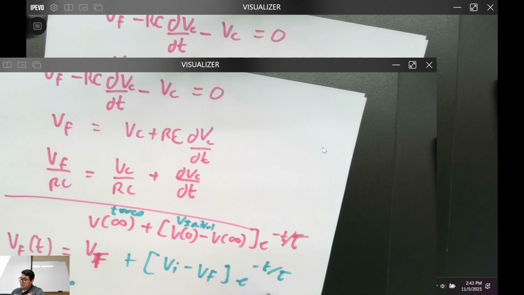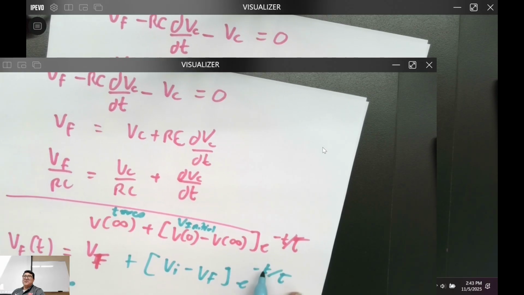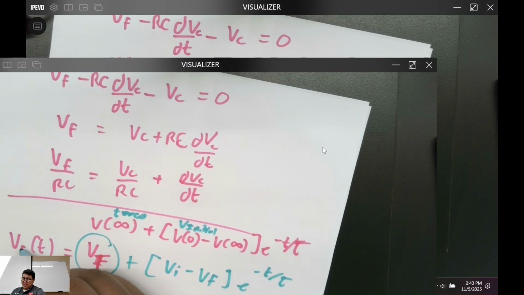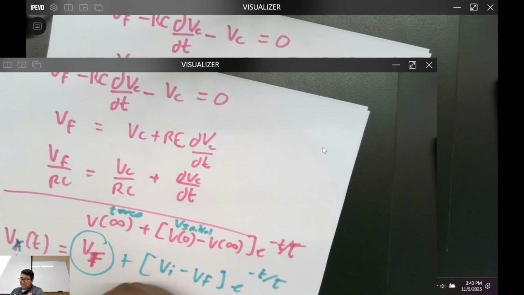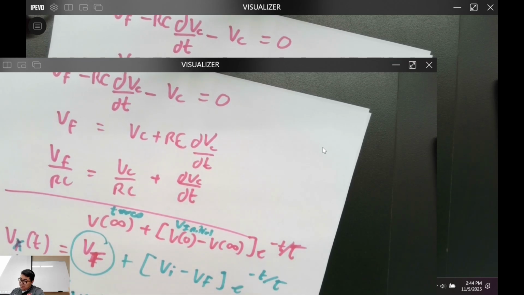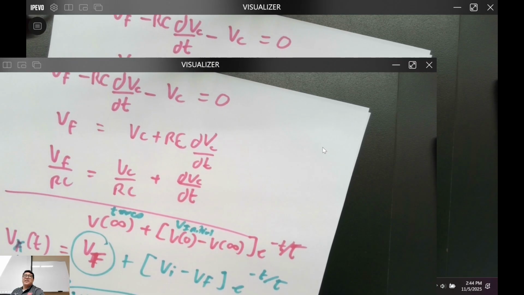Let's see what happens to this term if we're going to infinity. So this is e to the negative infinity. What is that? A very small number, 0, correct? So what are we left with? V final. Does that make sense? So technically it's not really V final, it's just regular voltage. We're trying to figure out what's going on. So after t goes to infinity, V of t is equal to V of f. Is that good with everybody?